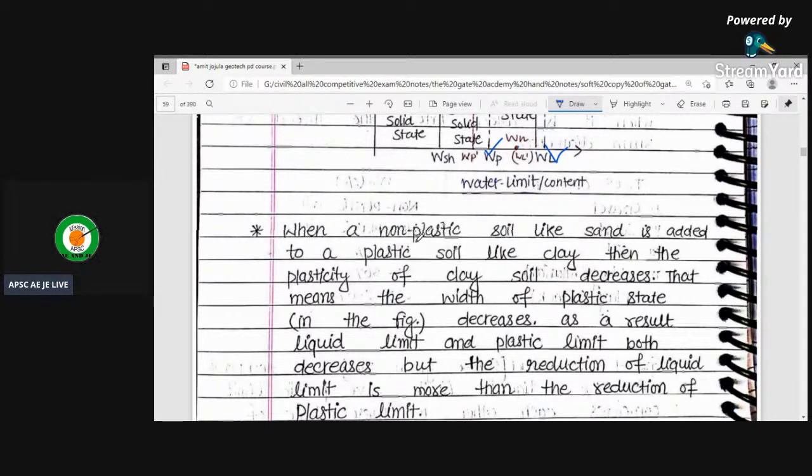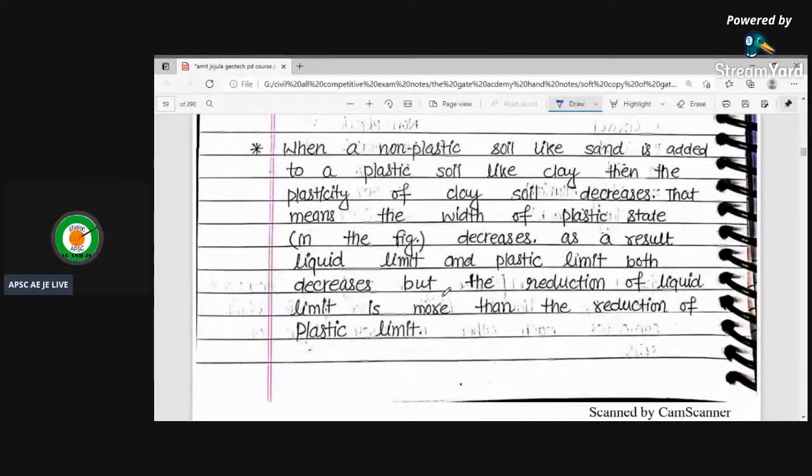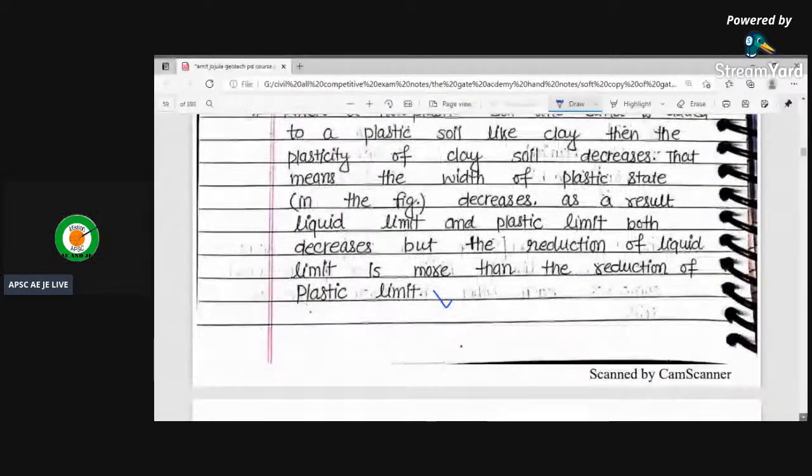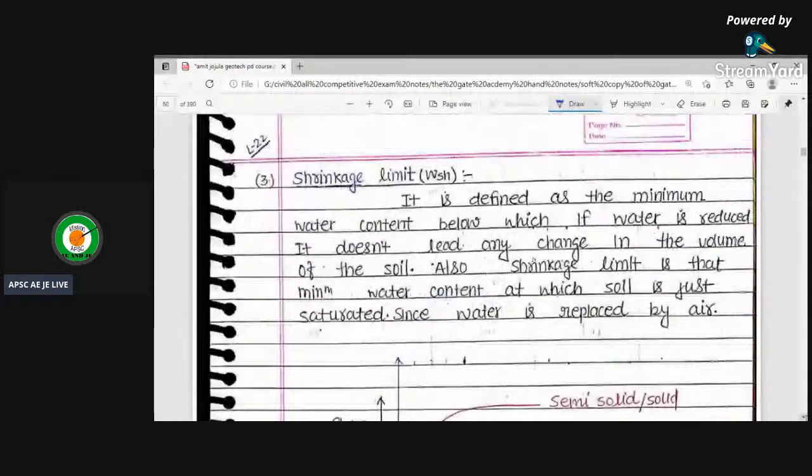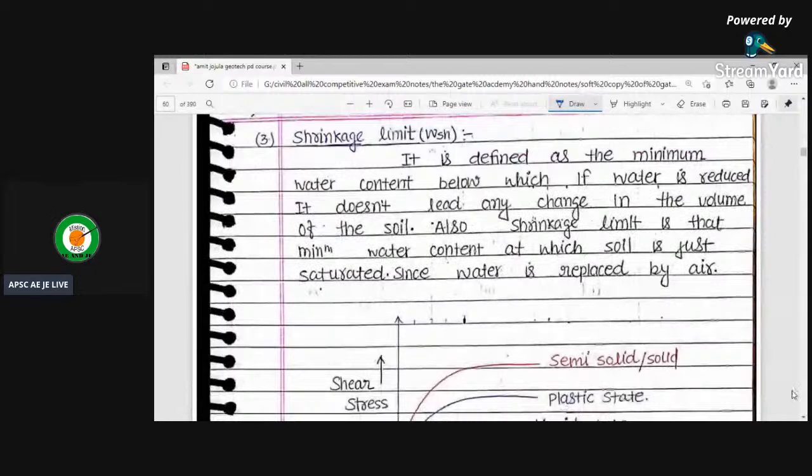So তাৰমানে আমাৰ প্লাষ্টিক ষ্টেজৰ যিটো উইথ হয় সেইটো কমি যায়। As a result, liquid limit and plastic limit both decrease, but the reduction of liquid limit is more than the reduction of plastic limit. So দুইটাই কম হয়, but liquid limiter reduction to বেছি হয় as compared to the reduction of plastic limit. Now we'll try to discuss about shrinkage limit.